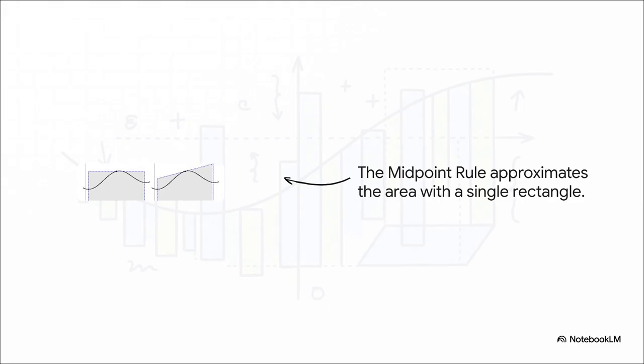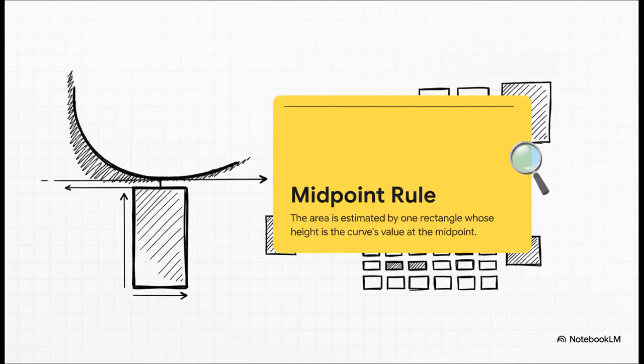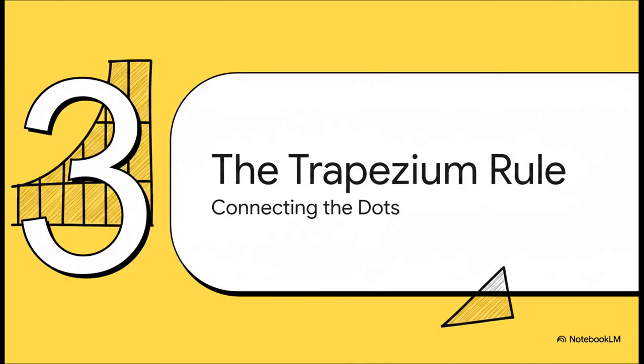And as you can see, it's not a perfect fit. Some of it sticks out, some of it is left behind, but hey, it's a simple place to start. So the area is just the width of our interval times the curve's height at that one midpoint. It's super fast, super easy. But those gaps and overlaps are kind of telling us we can probably do better. So can we? Oh, for sure.